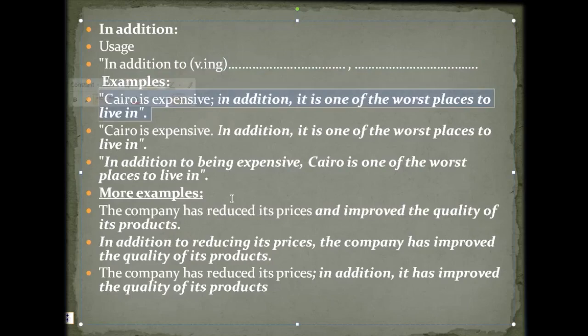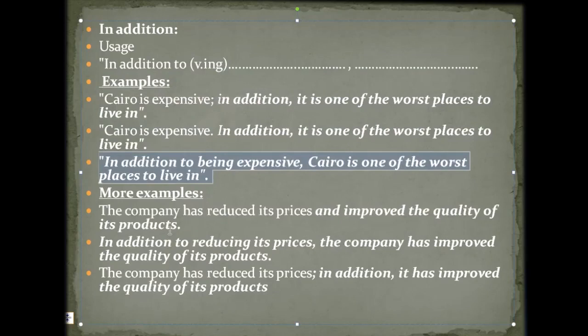Okay, so this is pretty easy and pretty straightforward. But we can also use in addition in a different way. You can use it after a full stop here. Cairo is expensive, and then full stop. In addition, it's one of the worst places to live in. But the part that I would really like to teach you is use a verb plus ing. In addition to being expensive, Cairo is one of the worst places to live in.